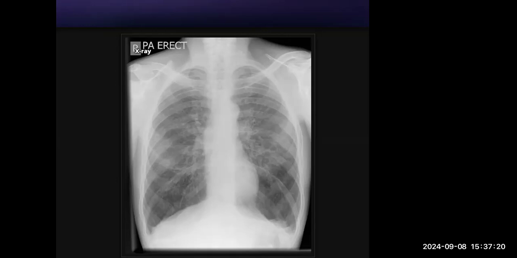I'm just looking for any evidence of masses. Okay, I do not see any evidence of lung masses. Bilateral CP angles are clear. The cardiac margins are normal. So there are reticulonodular opacities in bilateral upper and mid zones. There is no lymphadenopathy, but I would think of sarcoidosis.